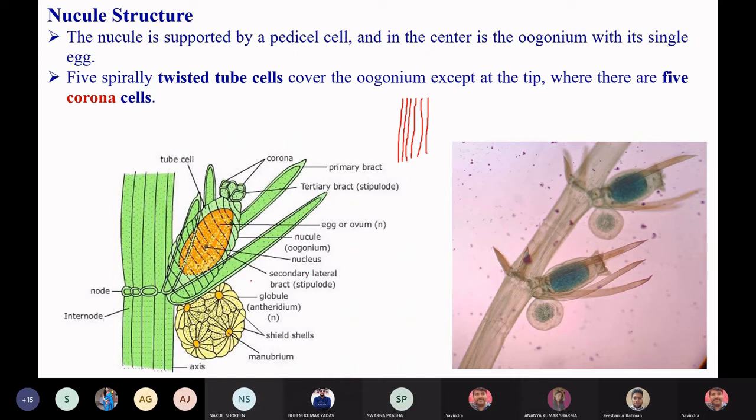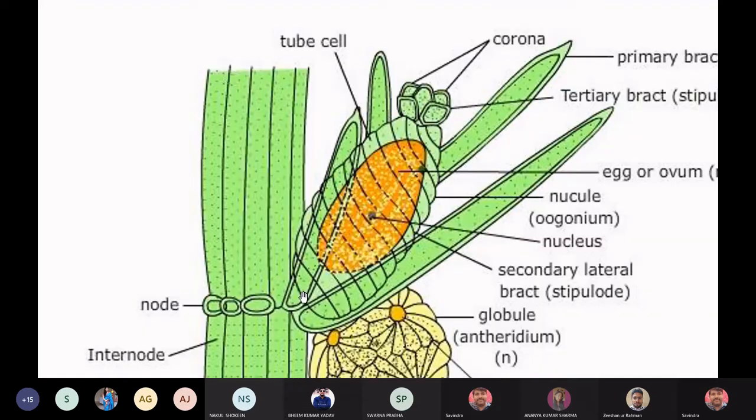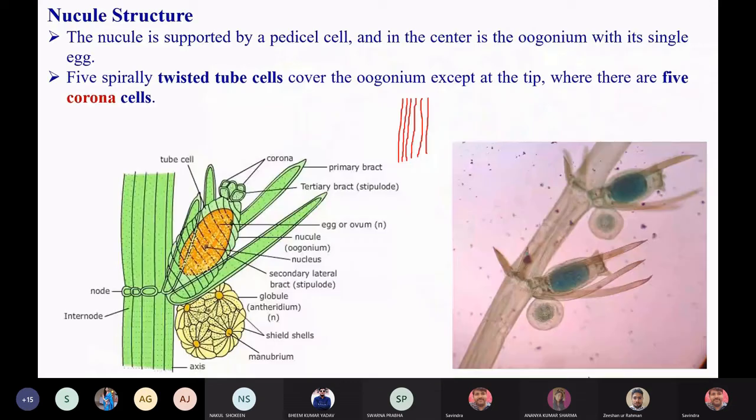In the same manner, this egg cell gets wrapped by these 5 twisted tube cells. From top to bottom, there are only 5 cells. So imagine, like this is the 1, 2, 3, 4, 5. These are the 5 cells. Then they will come back after a rotation, 1, 2, 3, 4, 5. It is the same 5 cells which are wrapping this entire structure. And on the top, they are free, which makes the corona.